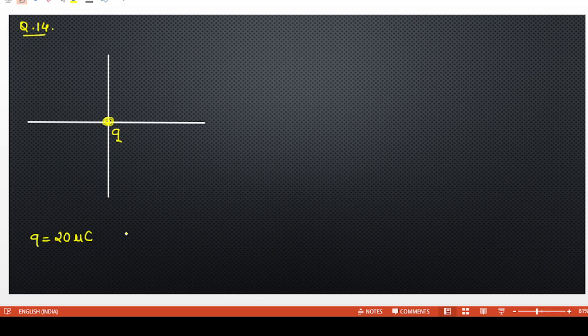What will be the potential difference between the points (5a, 0) and (-3a, 4a)? Okay. What is asked? Potential difference between the 2 points. What is the first point? 5a, 0. And what is the second point? -3a, 4a. Where will be the 5a, 0 point?